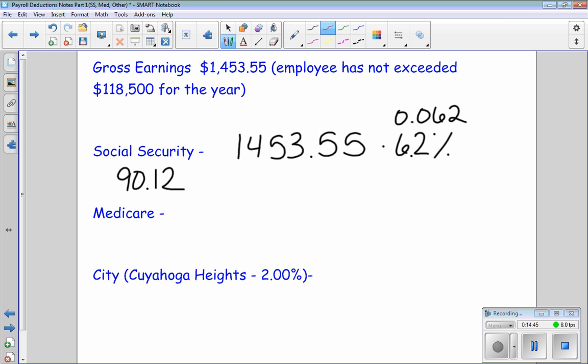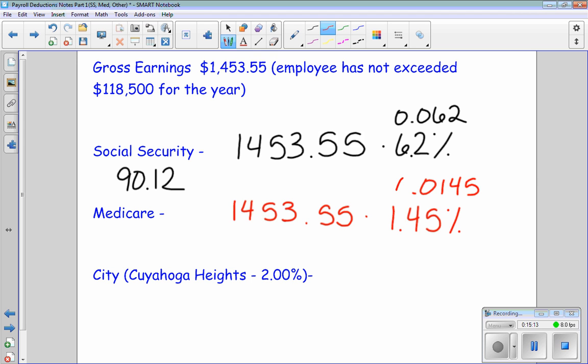Medicare, I take my gross earnings, $1,453.55, and multiply it by what's my Medicare rate? 1.45%. Remember, do not put in 14.5%. Do not put in 145%. It's 0.0145. That is the decimal. That's the number one mistake when calculating these. You should get $21.08. We have to round that.